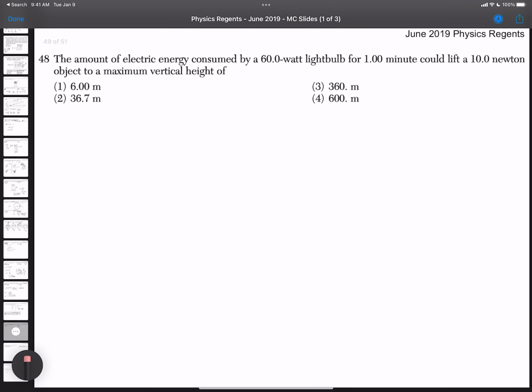All right, question 48. The amount of electrical energy consumed by a 60-watt light bulb in 1 minute could lift a 10-newton object to a maximum vertical height of. And so what we're doing is comparing the electrical energy, which is based off of our power, so 60 watts times 1 minute. That's going to equal the change in gravitational potential energy, which is going to be mg times that height that we're looking for.